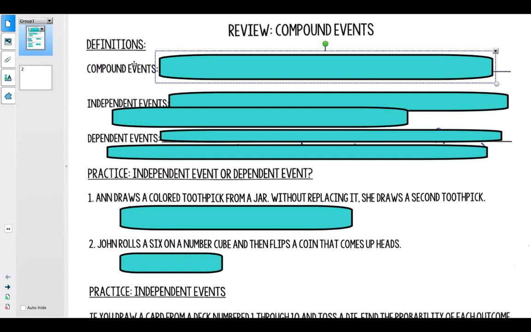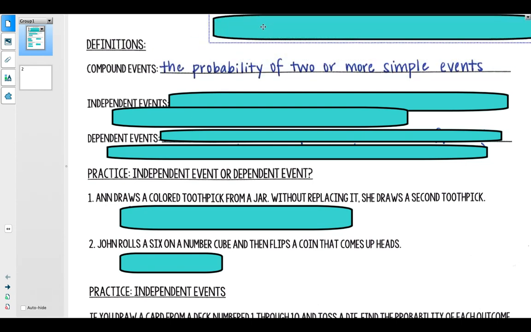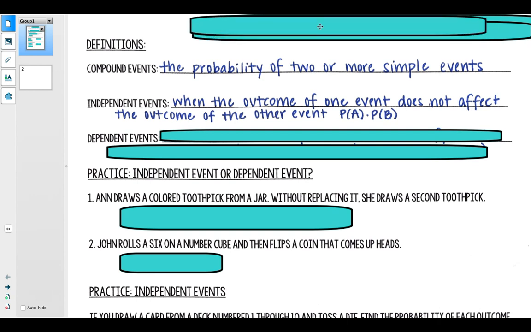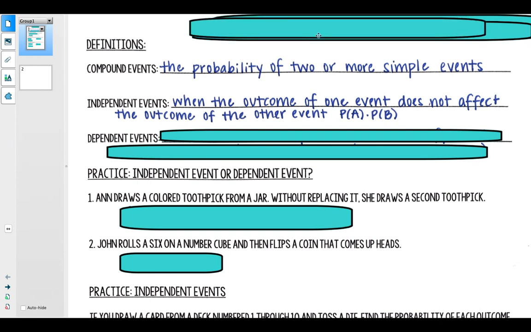So the first thing I want to do is just a review of our three main definitions. The first one is, what is a compound event? Well, a compound event is the probability of two or more simple events, and it's broken down into whether it's an independent event or a dependent event. An independent event is when the outcome of one event does not affect the outcome of the other event, where we take the probability of the first event, we multiply it by the probability of the second event. So think that we're rolling a die and flipping a coin, or we're picking a card from a standard deck and then we replace it back.